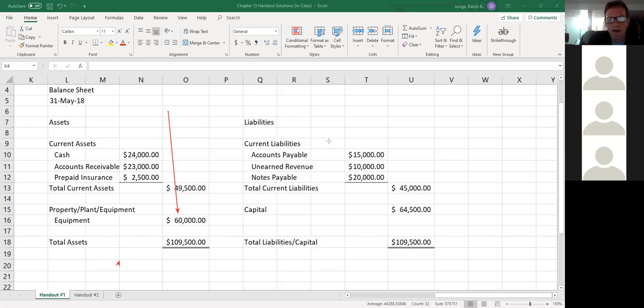Okay. Now, your current liabilities, notice you've got accounts payable. There's your unearned revenue, and then there's your notes payable. Total current liabilities, 45,000. So notice we got current assets, current liabilities, and of course, here's your capital balance from your equity statement. Okay. So this would be then, let me clear this all out, your financial statement number 3.